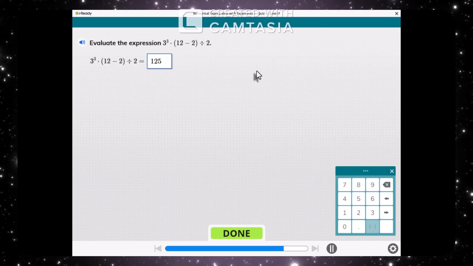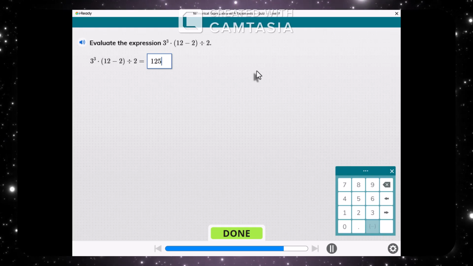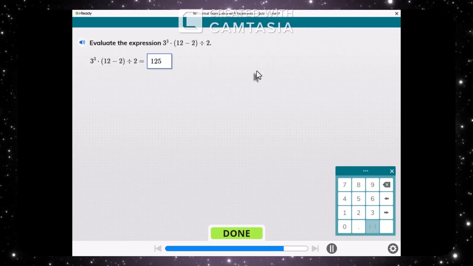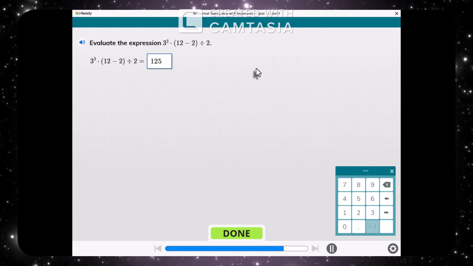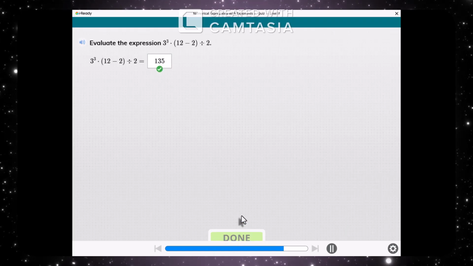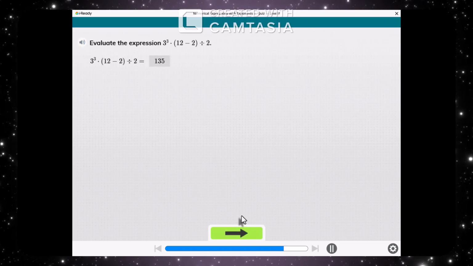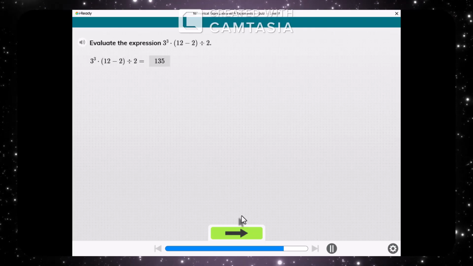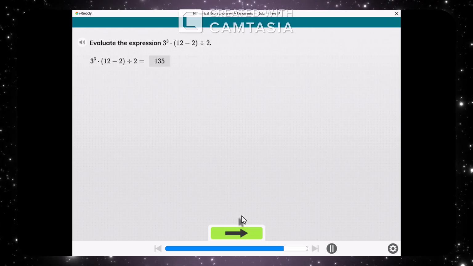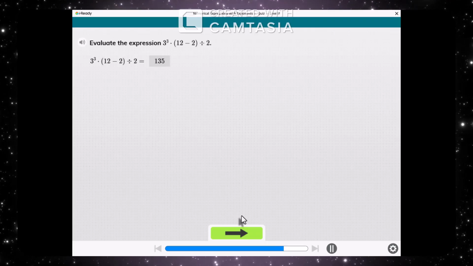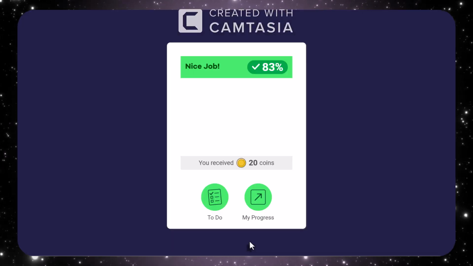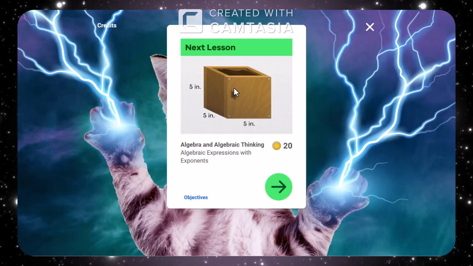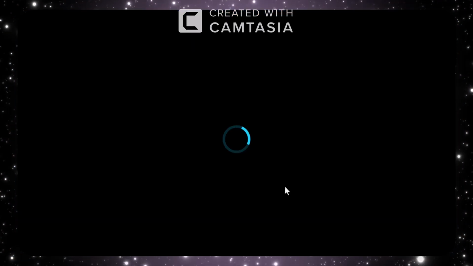So, do I do it 135 or 125? Both? I'm just gonna do 135. Why are you confused? Because it just doesn't make sense at all. Okay, try again. But I got it right. Okay, next. Algebra. Same lesson? No. Algebra? Yes.